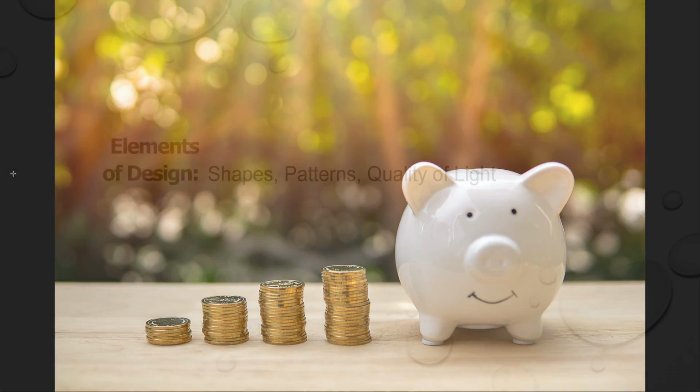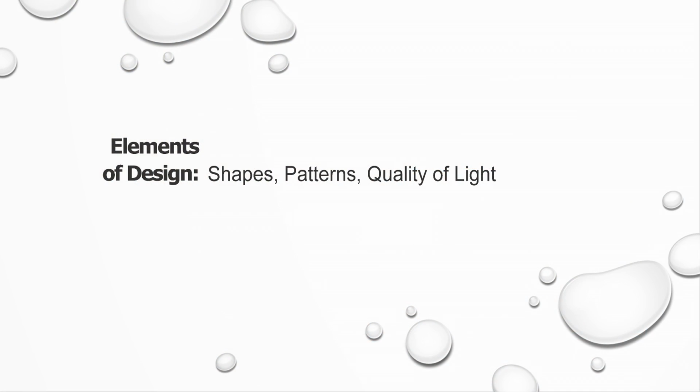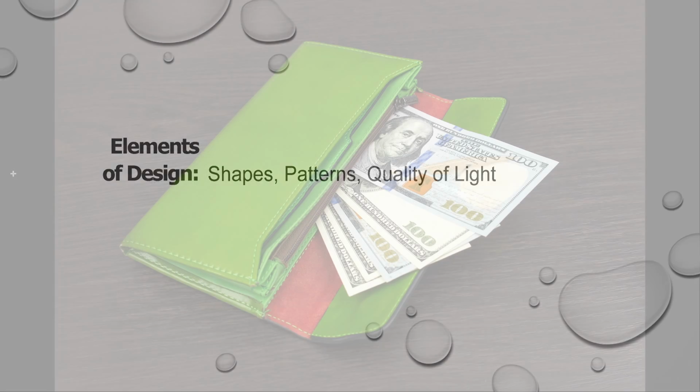Let's take a look at some of our elements of design that we're concerned about here. Obviously, shapes are important. Money is about shape. We recognize money as round coins and as stacks of coins and as square or rectangular bills. Patterns, we've seen those in both of our sample images so far, and I think that they really work well with this assignment. And last but not least, everything we've seen so far has had really great quality of light to it. Remember, money is very specular, very reflective, so quality of light is going to be a critical component here. Let's take a look at some more sample images.